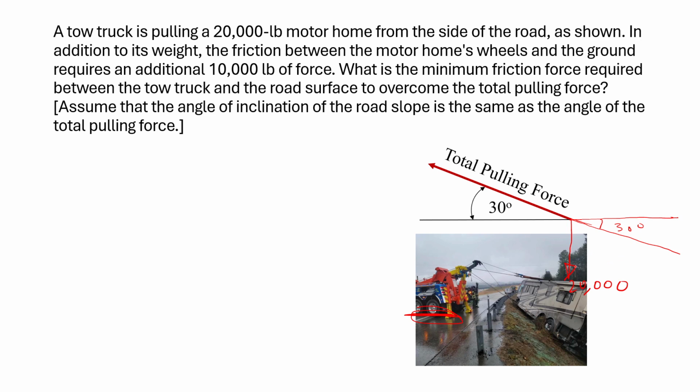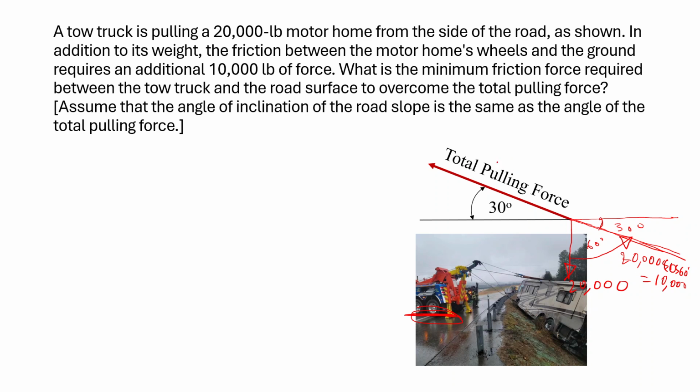If you want to calculate that, there is a component of this load going downwards. So if this is 30 degrees, that would be 60 degrees. So simply that component along this line of the pulling force would be 20,000 times cosine 60 degrees or sine 30 degrees, which is then 10,000 pounds.